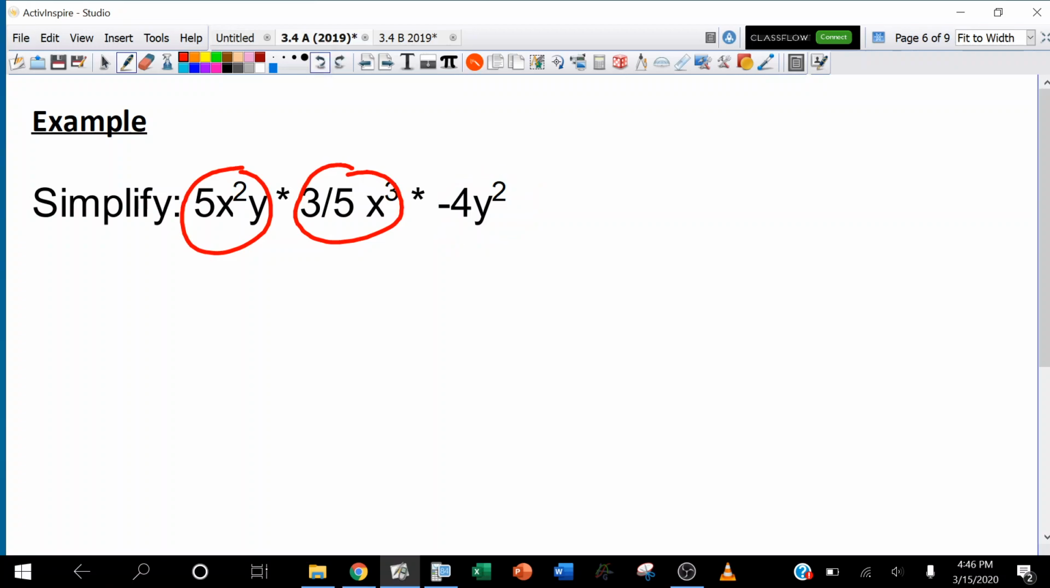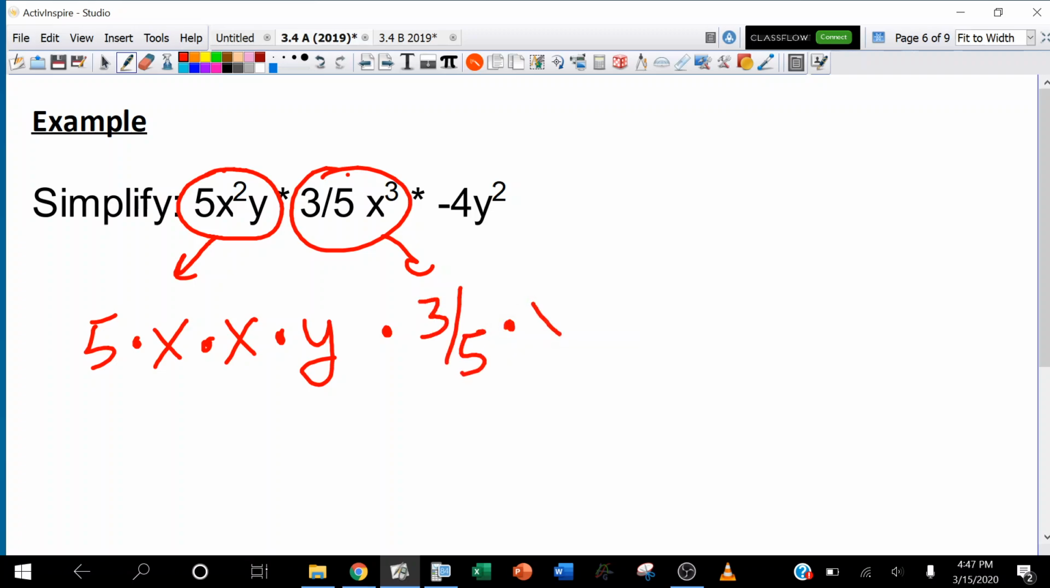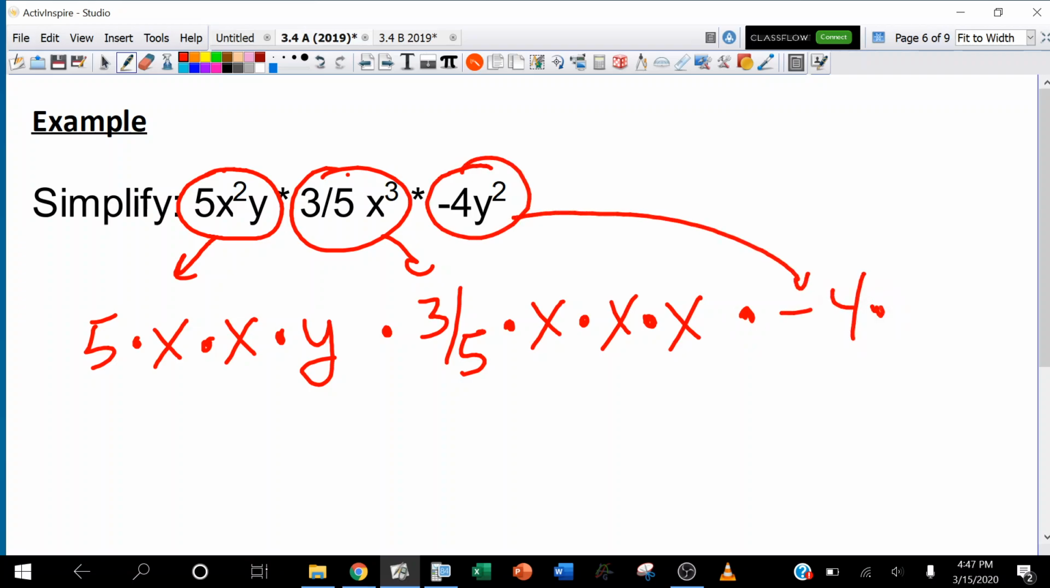So with this, I'm still going to follow the same sort of principles that we were talking about before. There's just a little bit more to multiply together with something like this. So the first part here, this would be 5 times x squared would be x times y, and then this part here would be 3/5 times x cubed, which would be x times x times x. And then the last part would be negative 4y squared. So this would be negative 4 times y times y. So I have that there.